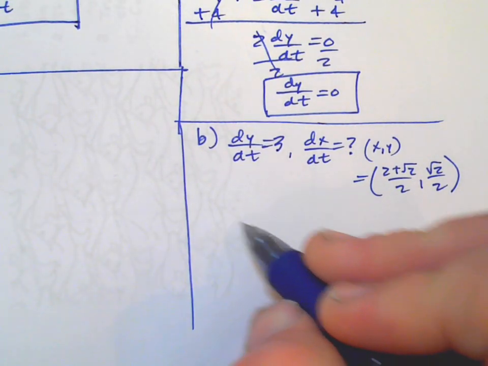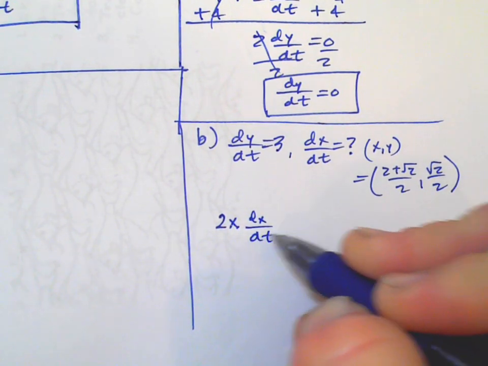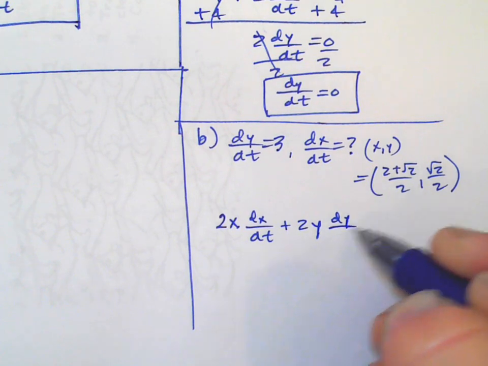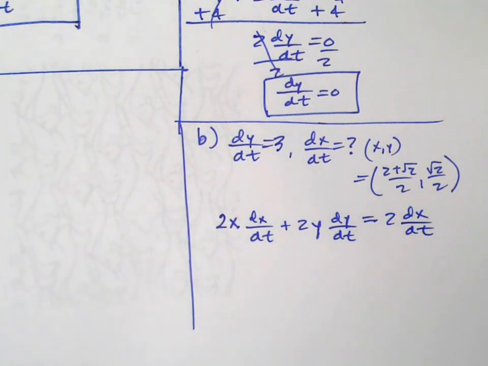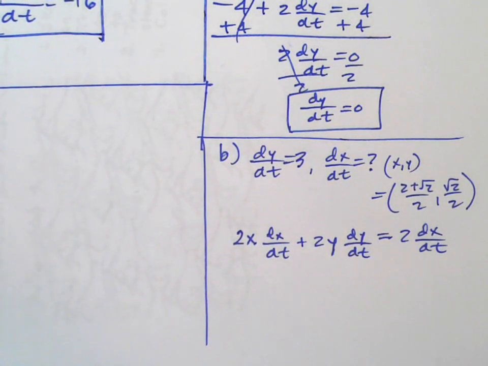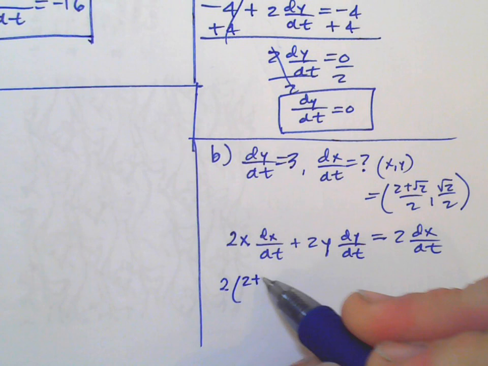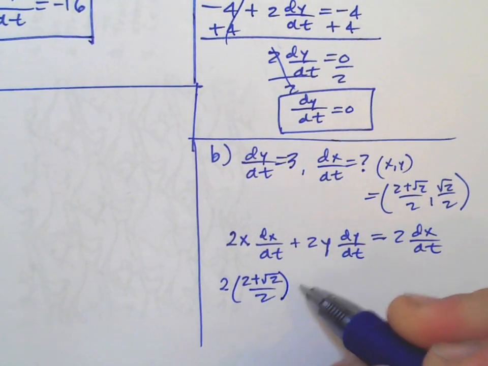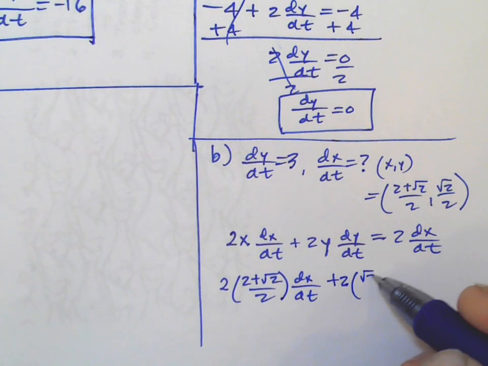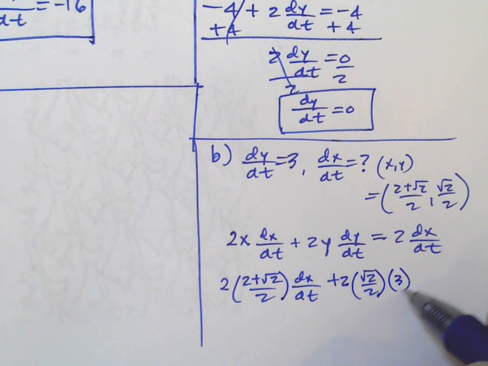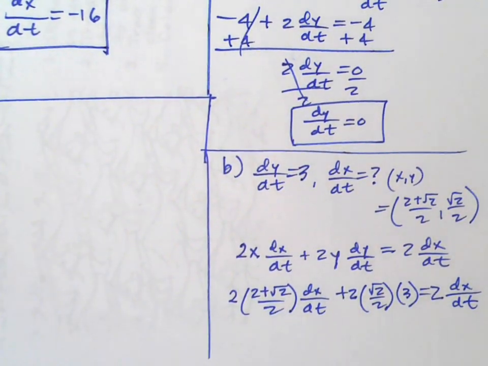Now, so we have the same implicit derivative, 2x dx/dt plus 2y dy/dt equals 2 dx/dt. All right, so x is 2 plus root 2 over 2, gross. dx/dt is what we're looking for. Plus y is root 2 over 2. dy/dt is 3. And then we have another dx/dt, which is what we're looking for. So this is a bit messy.